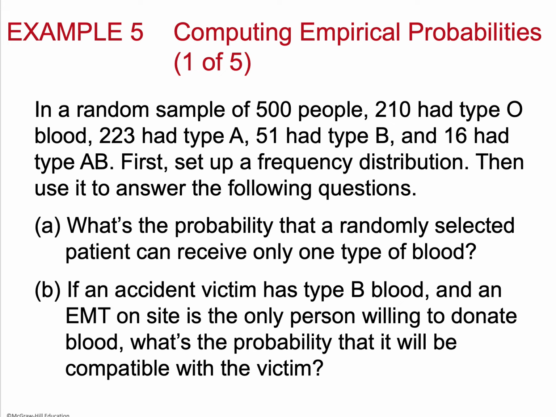So this is going to be a bit of a long example, but it's not going to be complicated. So I have 500 people in the sample. 210 have type O, 223 have type A, 51 have type B, and 16 have type AB. So if I want to set up a frequency distribution, I can use those numbers to do that. So in part A, they're asking, what's the probability that a patient can receive only one type of blood?